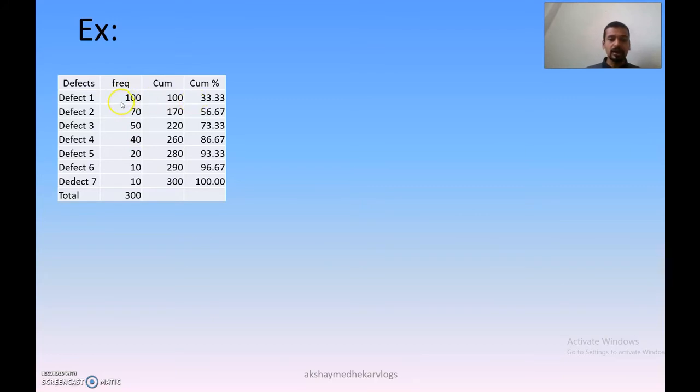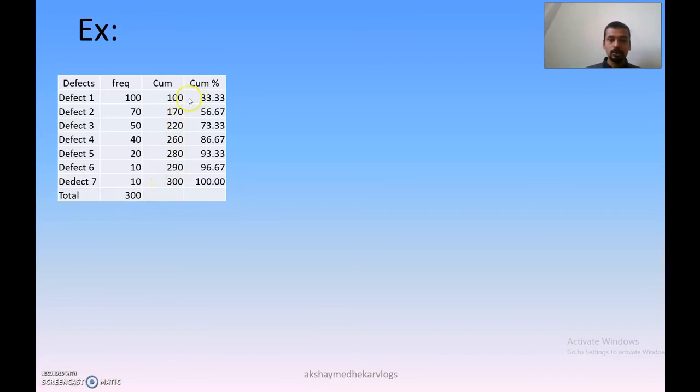From that we need to calculate the cumulative frequency. How can we calculate it? 100 here. Now how does 170 come here? It is 100 plus 70, so 170. 170 plus 50 is 220. 220 plus 40 is 260. We need to get to 300 at the end, and the totals should match, 300 and 300.